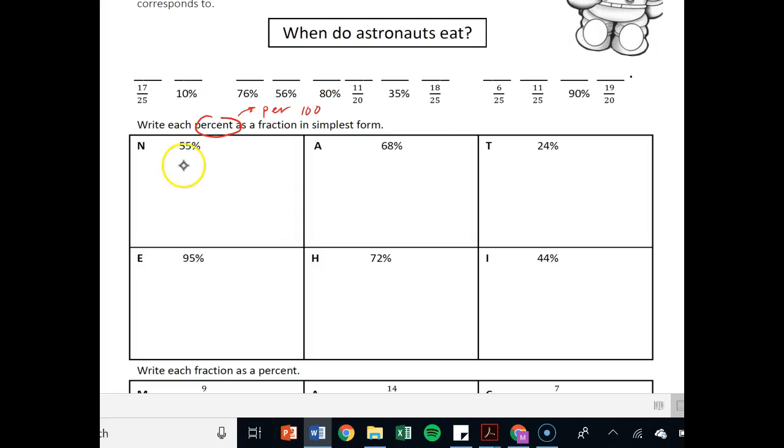So let's do 55 over 100. All right? If any number ends in 0 or 5, it can be divided by 5. So in this case, we can divide 55 and 100 by 5. Put your finger on 5 and go across to 100. You'll see that 100 divided by 5 is 20, and 55 divided by 5 is 11. So 11 over 20, we put the N right there because that was problem N, right?